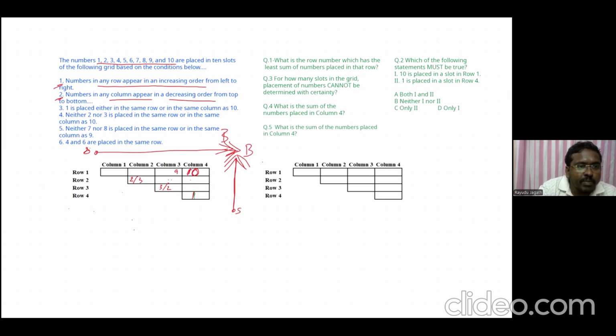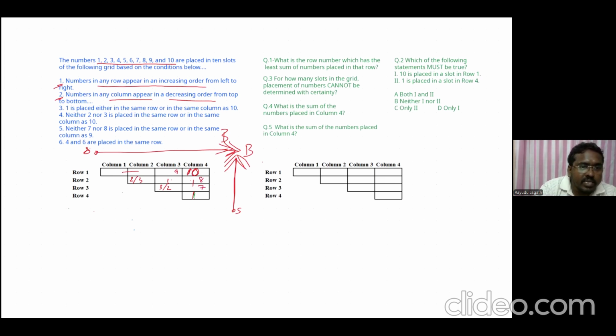7 and 8 placed in the same row. Neither 7 nor 8 is placed in the same row or in the same column as that of 9. So 7 and 8 cannot occupy this part and this part. Therefore, this is possible. So 1 is here. 7 and 8, or 8 and 7, can be kept like this. And 4 and 6.